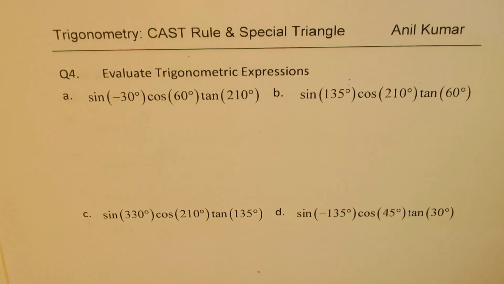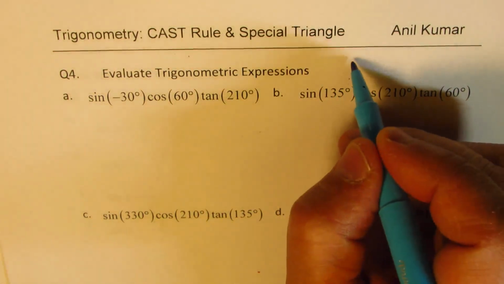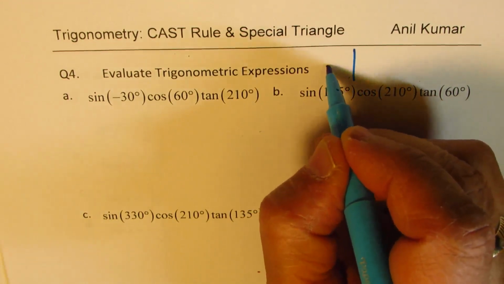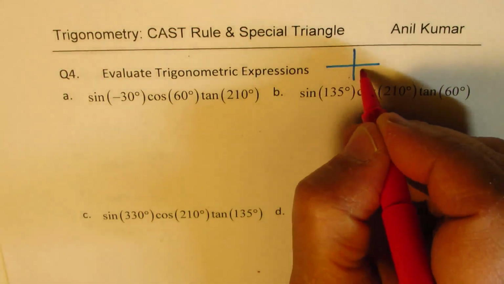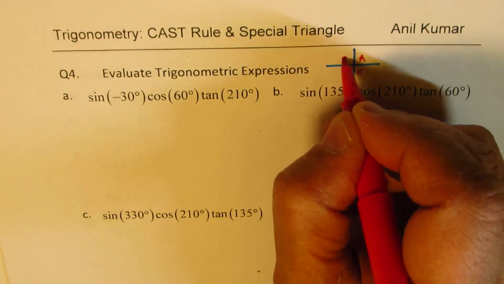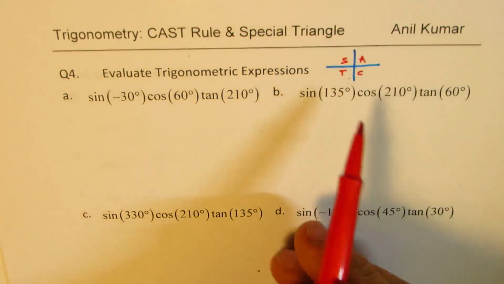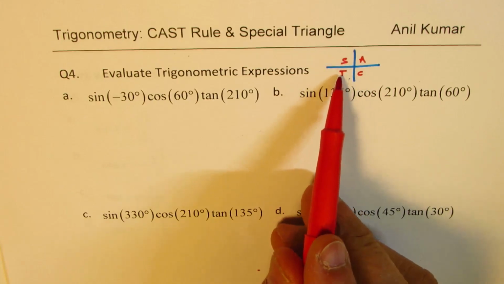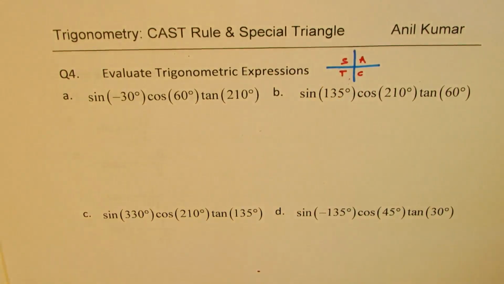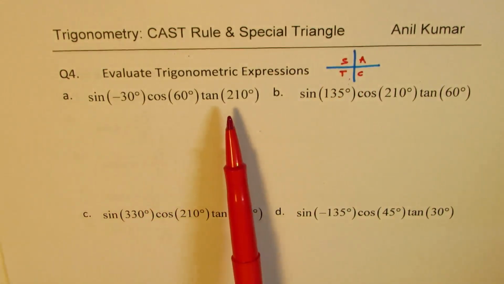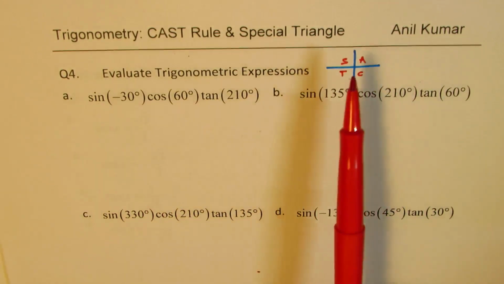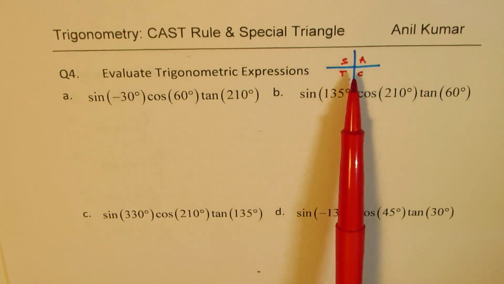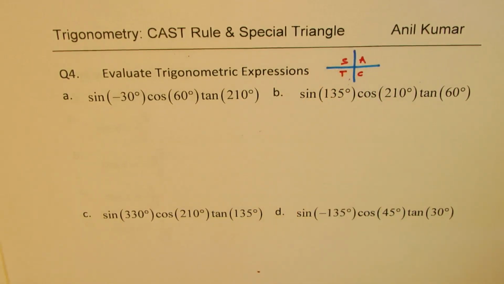Now how should we evaluate these expressions? We have to keep 2 things in mind. One, we learned about the CAST rule: all ratios are positive in quadrant 1, sine in 2, tan in 3 and cosine in 4. You will see different numbers here and these degrees mean you are in different quadrants. So you have to figure out whether the value should be positive or negative. That is one thing.